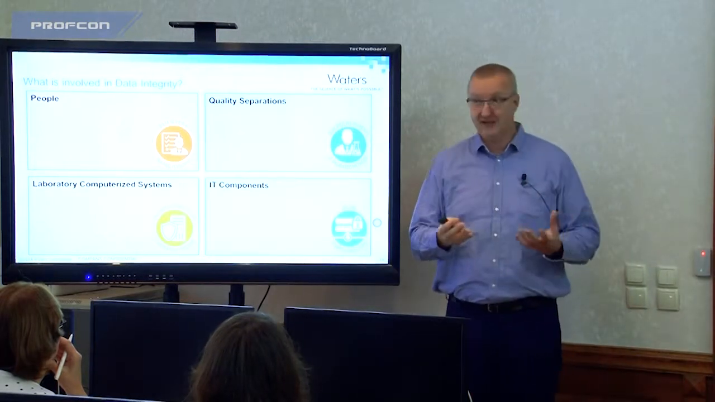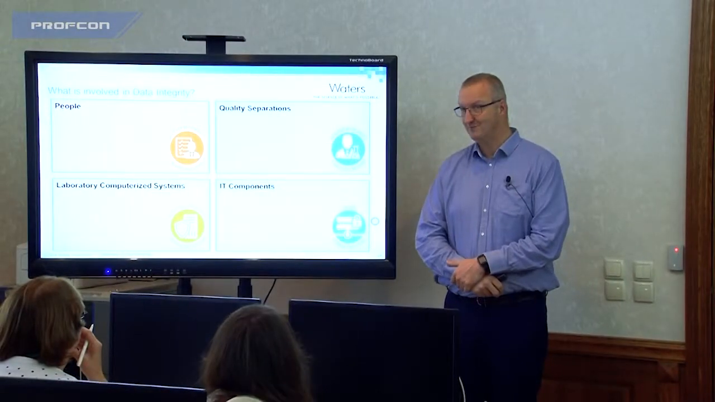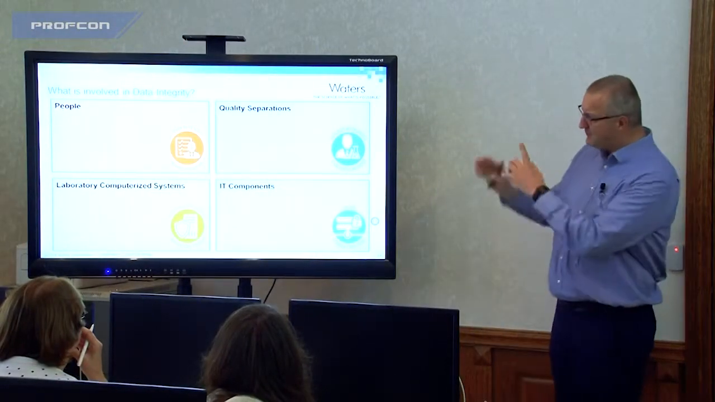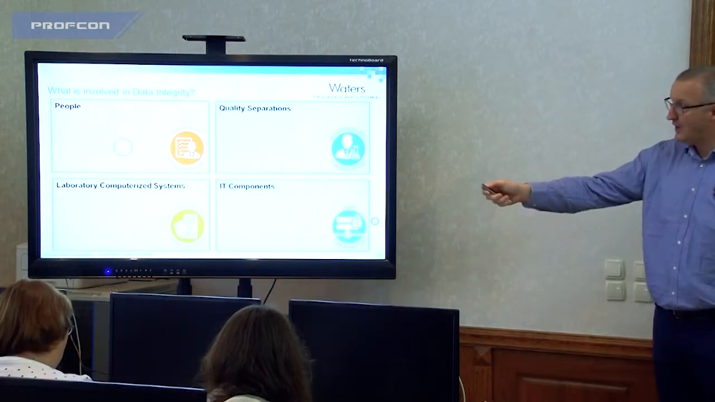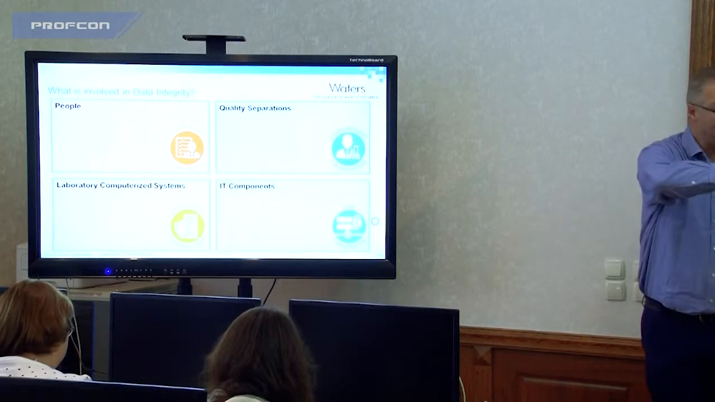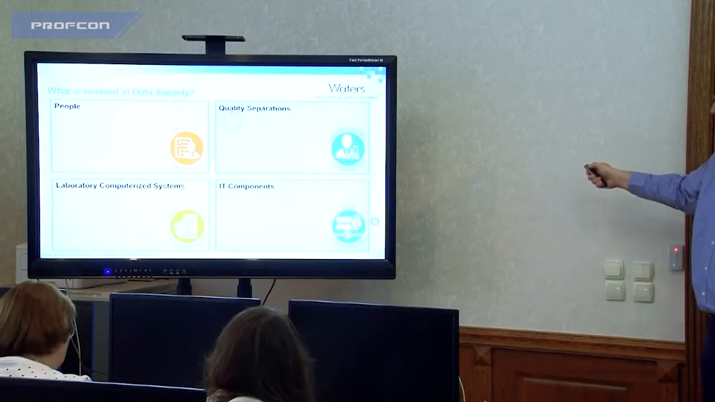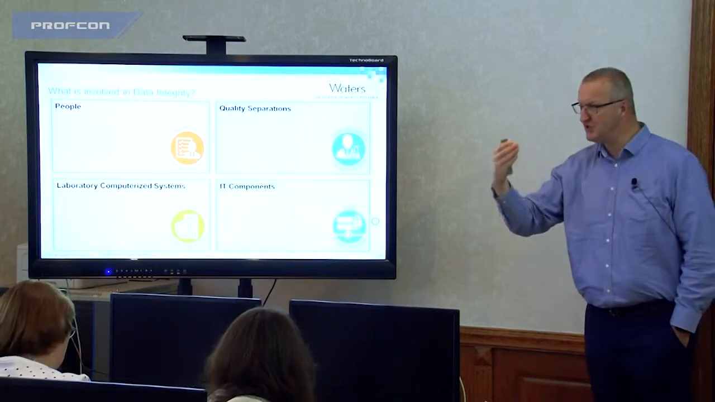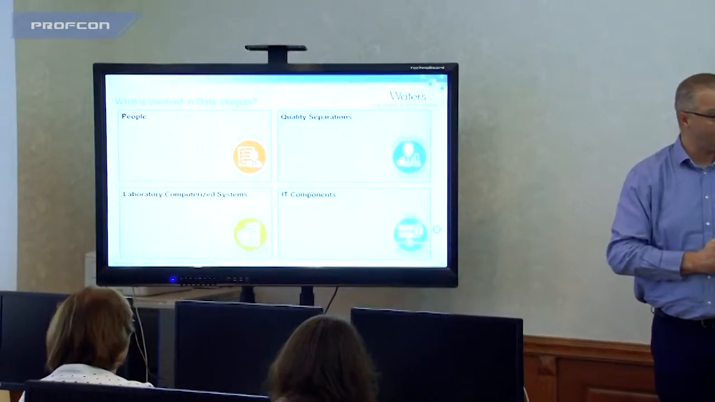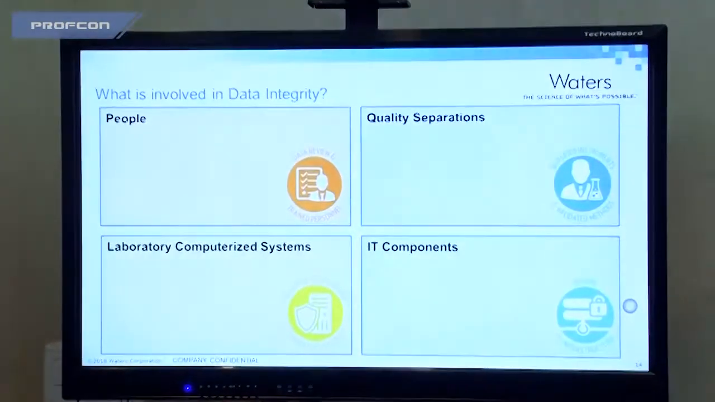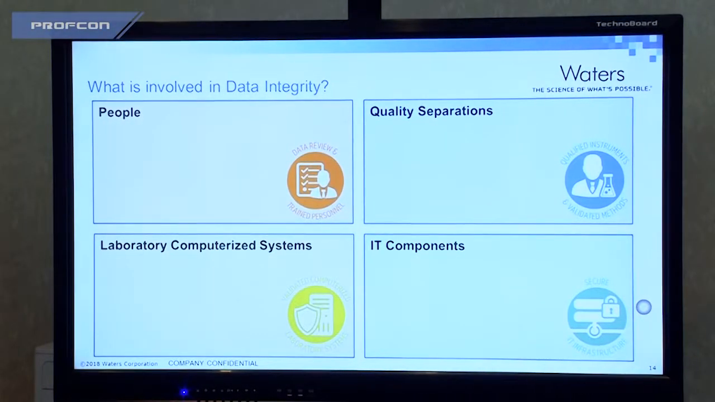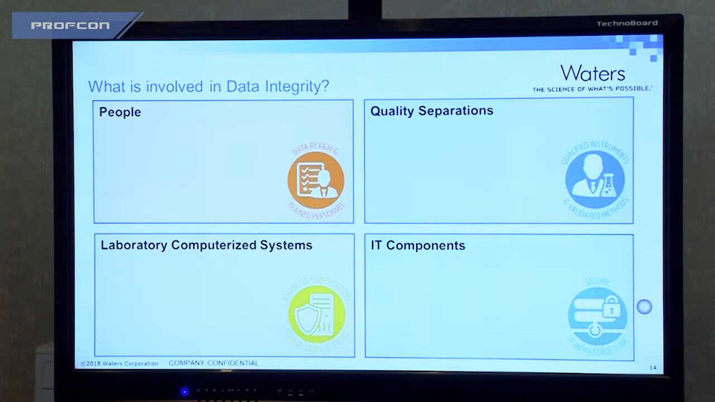For Waters, data integrity and compliance is important as well. And we have said that basically there are 4 important parts in data integrity. You have the people. That's you and me. We have the separation. That is the HPLC, the GC, the UPLC that we do on a day-to-day basis. We have the software. The software that you use to get your results. And last but certainly not least is IT. The components of IT that are part of data integrity.